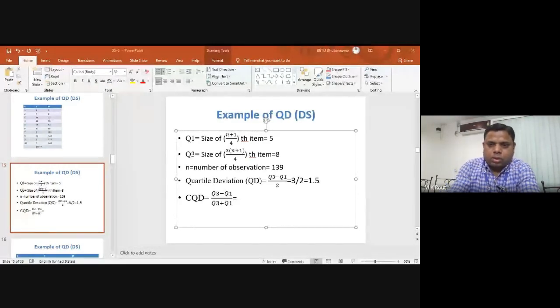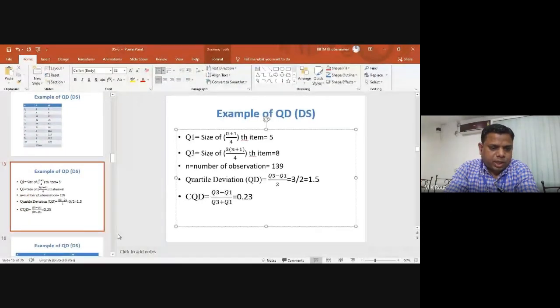Okay, so let's move to another example. Moving to the next one, we have got the value 0.23 in case of coefficient of quartile deviation.